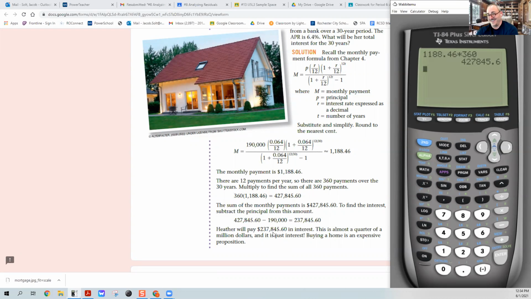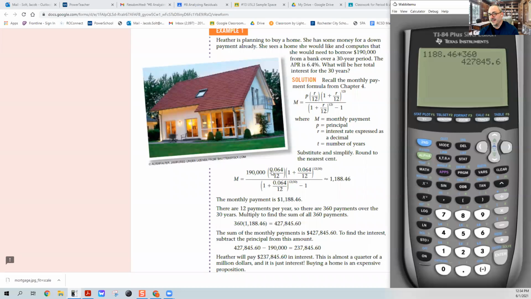Buying a home is an expensive proposition. Indeed, it is. All right. I'm going to take a deep breath. That's example 1. We got it over with.